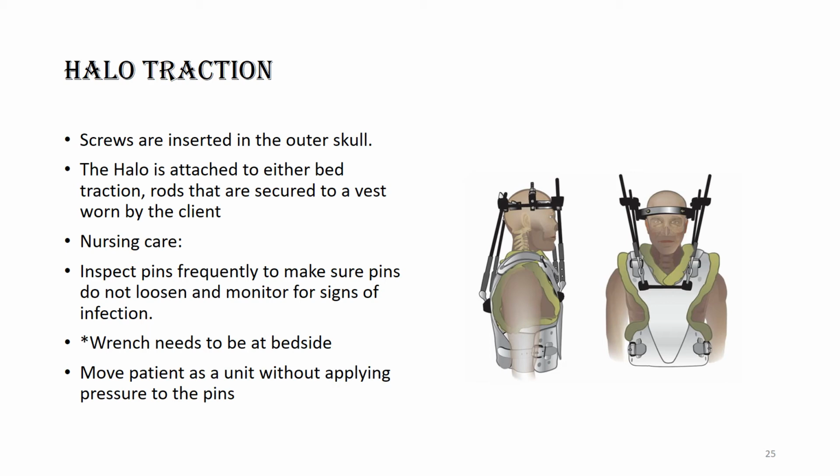With halo tractions, it's important to make sure the pins don't loosen and monitor for signs of infection. But what's even more important is that there's a wrench that needs to either be at the bedside if the patient's in bed, or it needs to be attached to their vest if they're walking around, so that if one needs to get that halo off the patient in a hurry, the wrench is available. That would be maybe if CPR is needed or the patient goes into respiratory distress. When they are in halo traction, you need to move them as a whole unit without applying pressure to the pins.